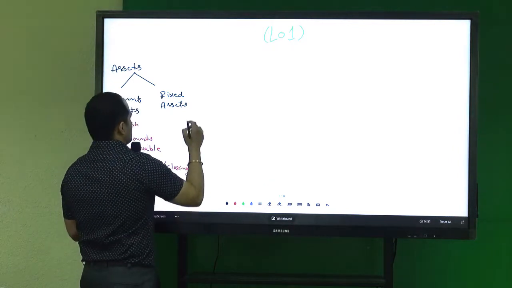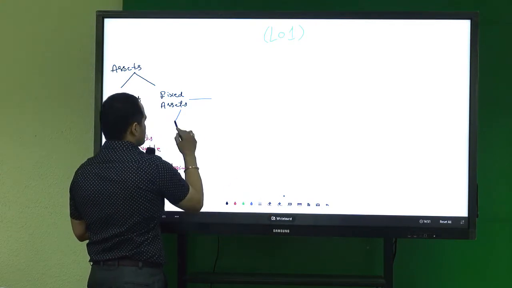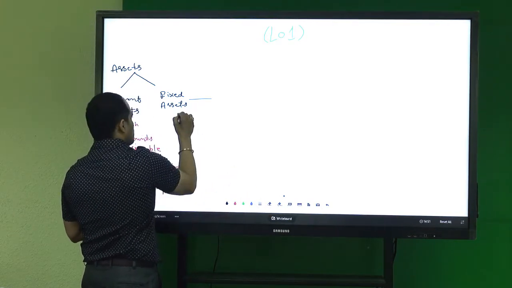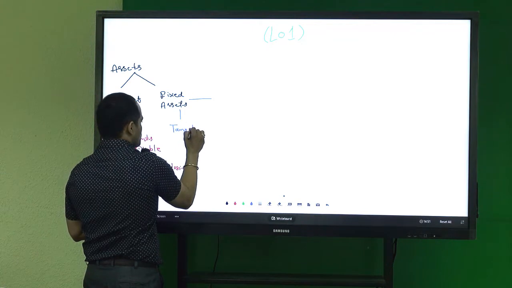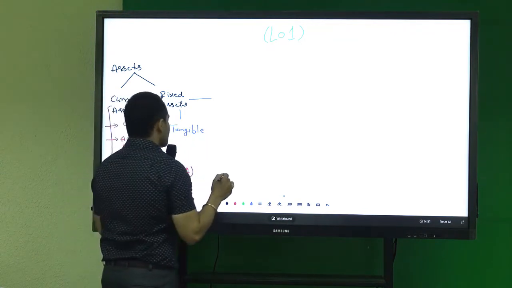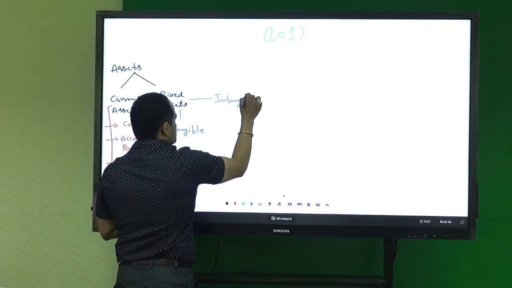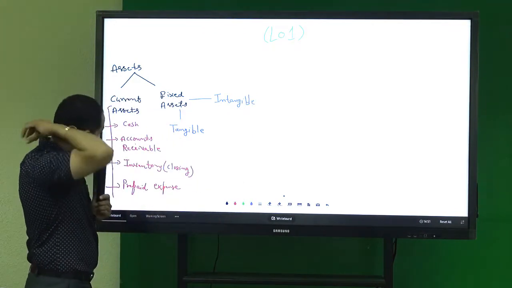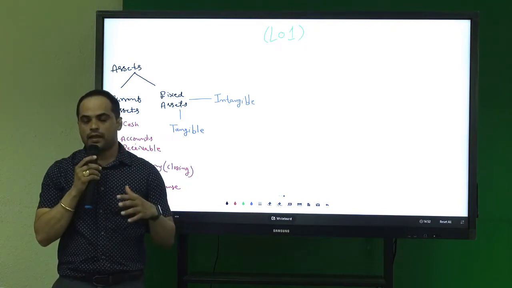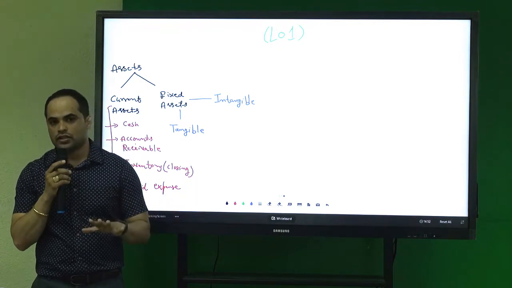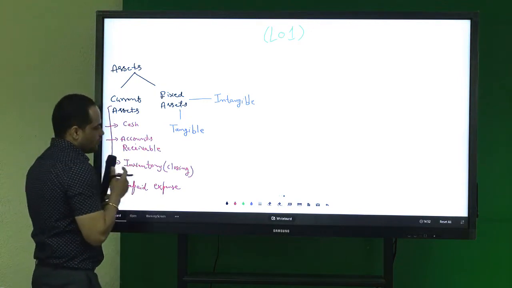There are two types of fixed assets. First, tangible fixed assets, and intangible fixed assets. Tangible fixed assets are those fixed assets that we can see, we can touch. All right, intangible we can't see, we can't touch.